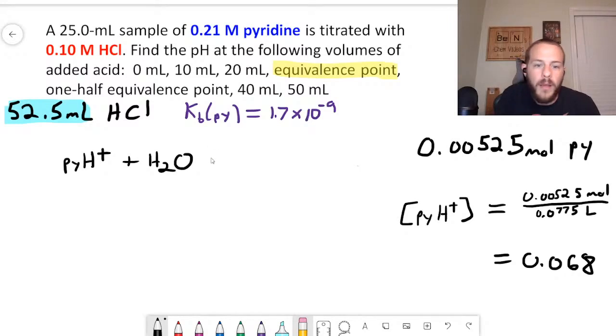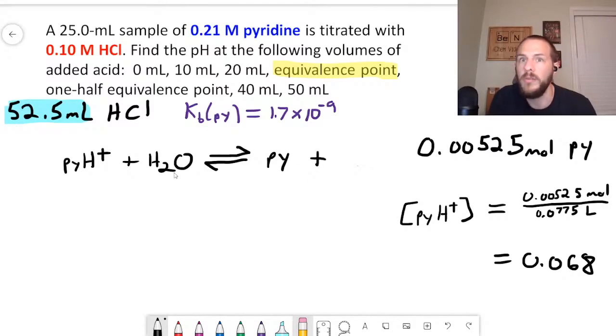And so on the product side of the equation, what do we end up with? Well, we end up with just plain old pyridine, right? Because the PYH plus has lost its H plus. And then we're going to end up with, what do you get when a water molecule accepts a proton? Well, you get H3O plus, the hydronium ion, right?